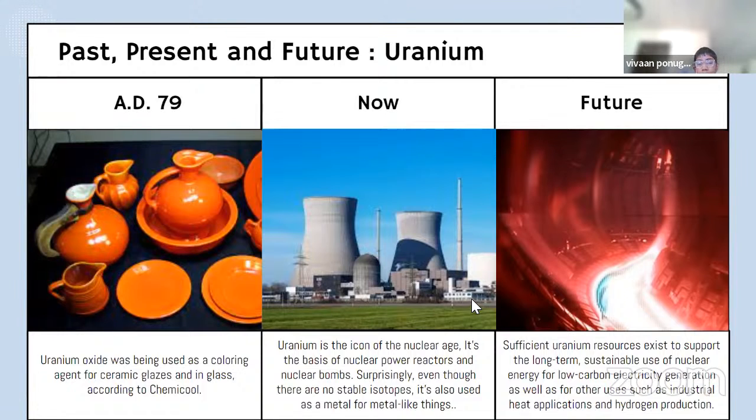The future. Sufficient uranium resources exist to support the long-term sustainable use of nuclear energy for low-carbon electricity generation, meaning you can produce less carbon dioxide while creating lots of energy. For now, we haven't gotten stable nuclear energy that can produce a lot of energy without taking up more energy in the process, but we'll get there. So it also has other uses such as industrial heat applications for generating insane amounts of heat and producing hydrogen.